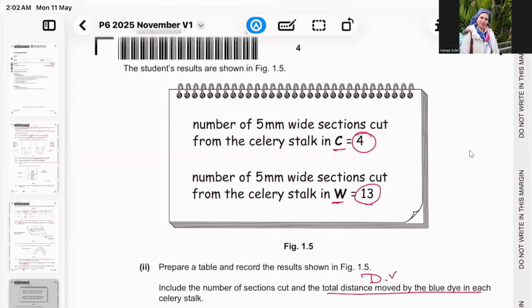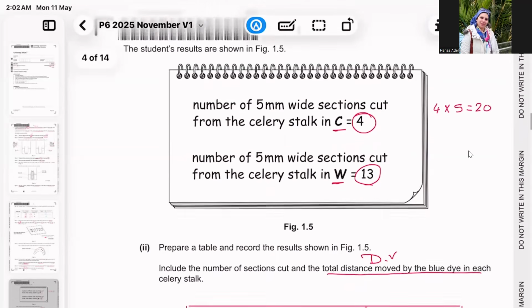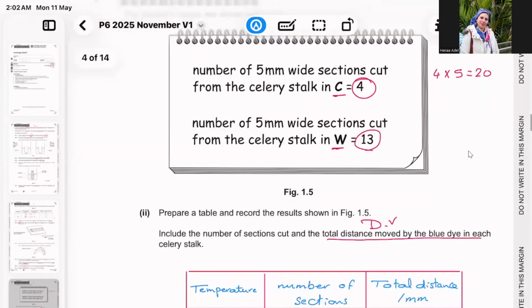So in C, we have 4 multiplied by 5, because each section is 5 millimeters, which equals 20. And we have the warm one with 13 multiplied by 5, which equals 65.